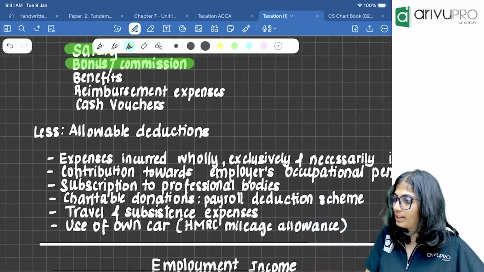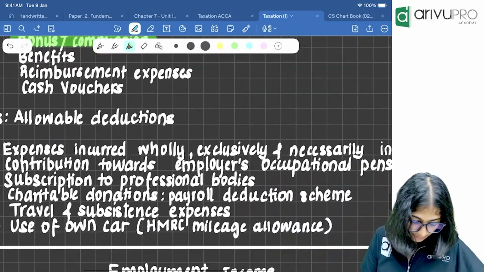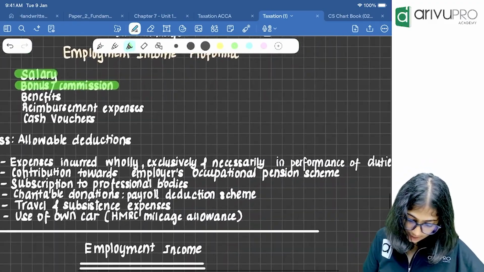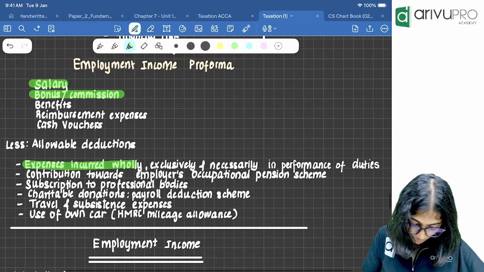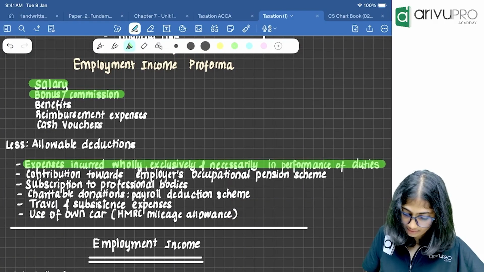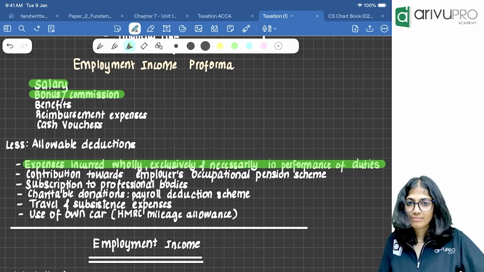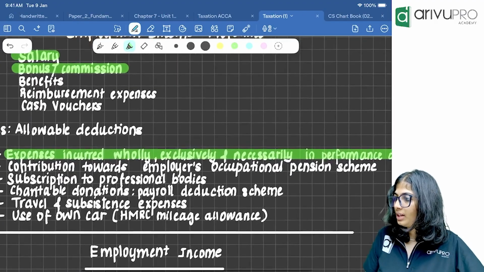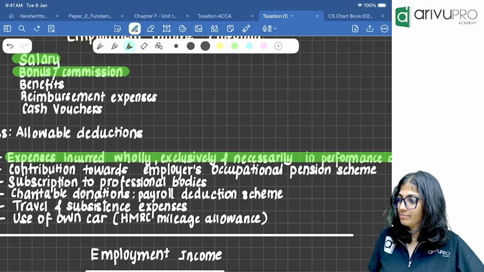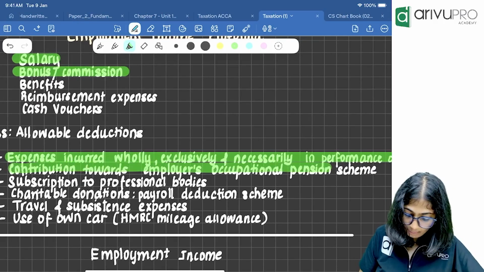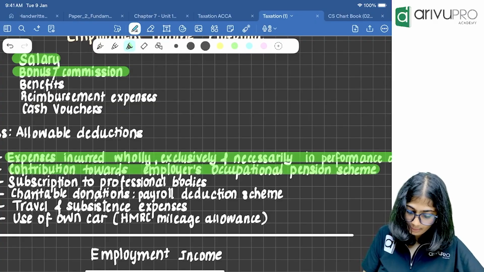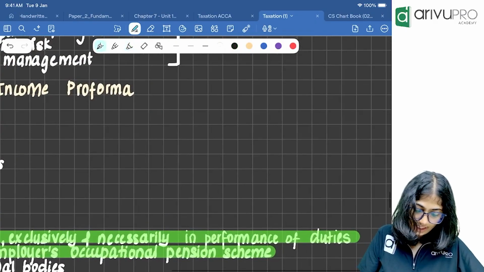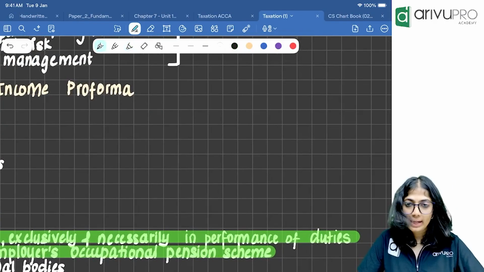In allowable deductions, we looked at expenses incurred wholly, exclusively and necessarily in the performance of duties. Correct? We learned the three elements. After that, what happened? Contribution towards employer's pension scheme. What does that mean? Like I said, there are two types of pensions.